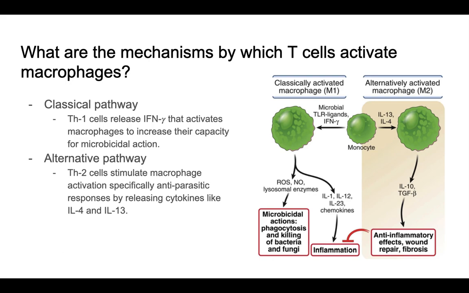What are the mechanisms by which T cells activate macrophages? The first one is the classical pathway, which is when T helper 1 cells release interferon gamma that activates macrophages to increase their capacity for microbicidal action. The alternative pathway is the second one, which is when T helper 2 cells stimulate macrophage activation, specifically antiparasitic responses, by releasing cytokines like interleukin 4 and interleukin 13.